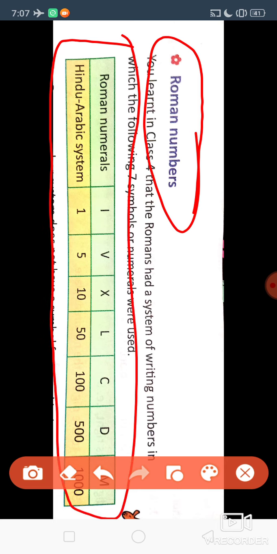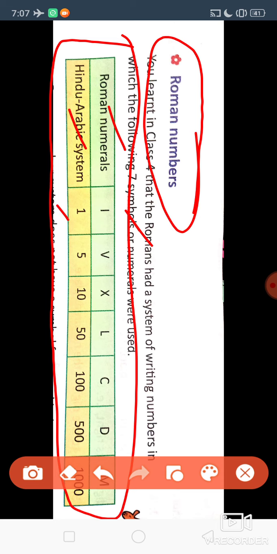Not study only, you have to learn this table properly. Got it? So, Roman numbers and Hindu Arabic system. For various numbers, the Roman numbers are given.